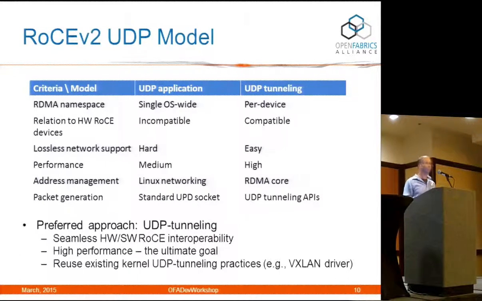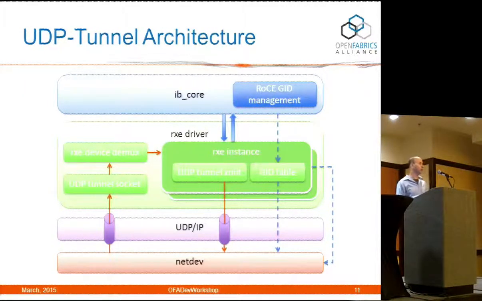VXLAN does exactly the same, and we're using the same functions. So the tunneling architecture looks like this. Basically, you have functions for tunneling UDP IP packets. On the transmit side, you call the UDP tunnel transmit function, and you provide the netdev that you want to go out on. And you provide all the attributes of the UDP header and the IP header, and this function takes care of everything else. So you control the headers of the packet that you want to send out.